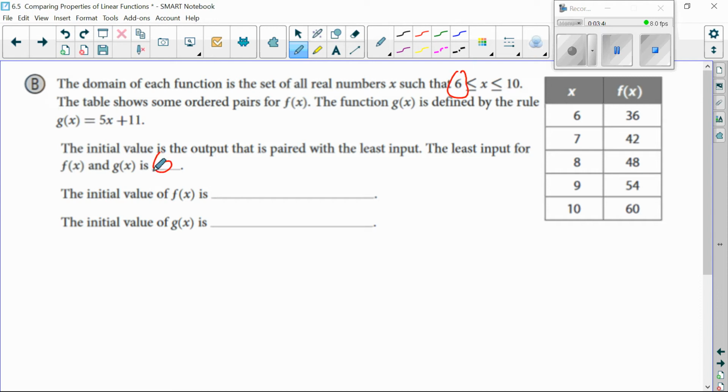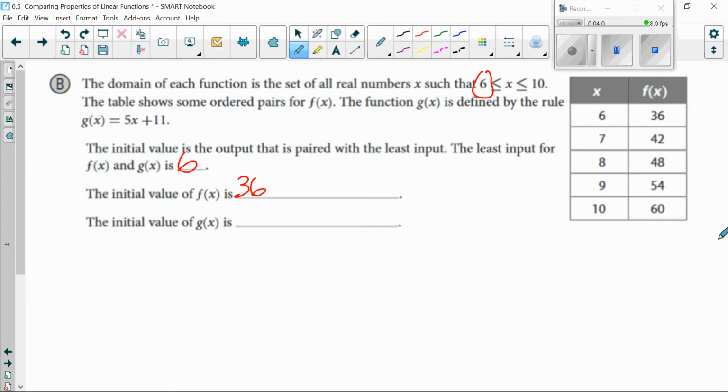So then we're going to plug in that 6 and see what we get. Well, for f of x, when we put in 6, we get 36. So the initial value is 36. The range is going to be from 36 to 60. Let me put my range in front of that.